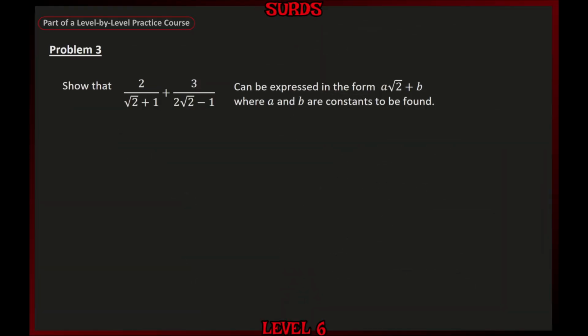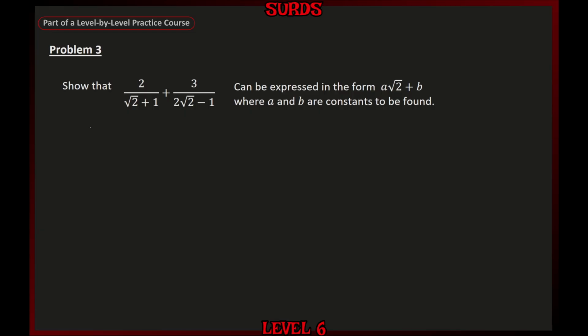In problem 3, we're asked to show that this expression can be expressed in the form a root 2 plus b, where a and b are constants to be found. Now to start, and before I add the two fractions together, I'm going to rationalise each one because we have surds in the denominator, and this will hopefully make the adding process a little bit easier.